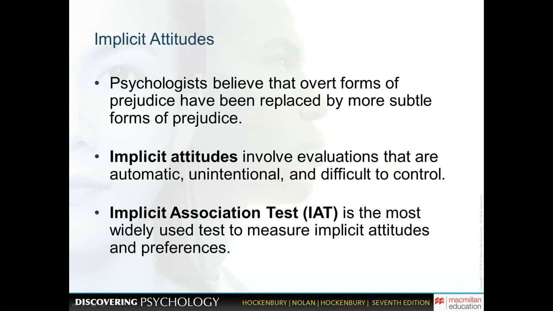All right, let's take it a little bit further here. You might remember we use a couple of terms like implicit and explicit. When it comes to attitudes, and especially prejudice, there are more subtle forms of prejudice according to psychologists. Number one here in bold font is implicit attitudes. Those are a little more automatic, unintentional, and difficult to control. Our implicit attitudes come from within ourselves, and they happen a little more automatically. We don't think about those. We don't filter those. So they are a little more difficult to control.